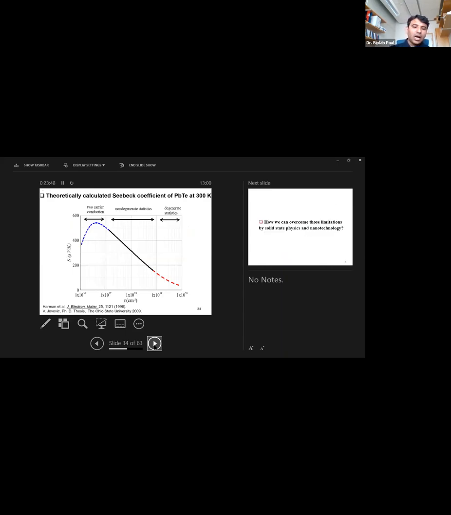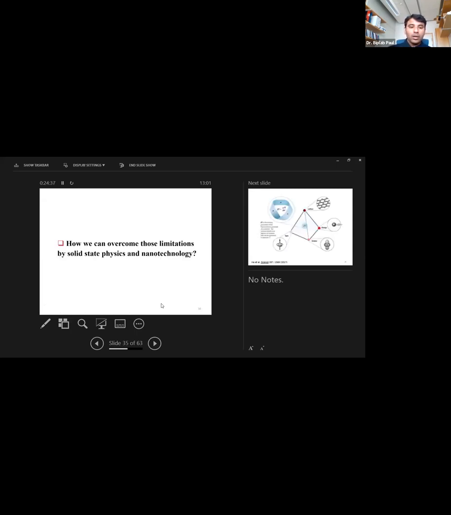Now we try to understand how the Seebeck coefficient changes with the variation of carrier concentration. Below 10 to the power 17 per cubic centimeter, two-carrier conduction happens, so that means it's the intrinsic semiconductor regime. Between 10 to the power 17 and 10 to the power 19, it follows non-degenerate statistics. Above 10 to the power 19, it follows degenerate statistics. Thus the nature of the semiconductor changes with the variation of carrier concentration. And we know that heavily doped semiconductors, that means degenerate semiconductors, are good for thermoelectric application. Now I will discuss how to overcome the limitations for higher thermoelectric efficiency.